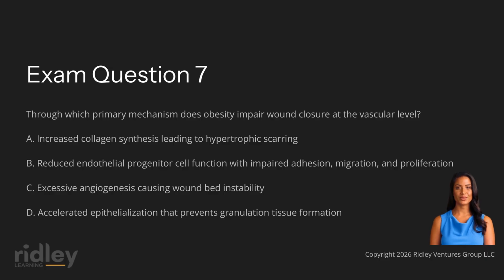The adipose tissue itself contributes to this problem by secreting pro-inflammatory cytokines and adipokines that further impair progenitor cell mobilization and function. This vasculogenic impairment is distinct from other obesity-related wound healing problems, such as hypoperfusion of subcutaneous adipose tissue, increased wound tension, and altered immune responses, but it represents the primary vascular level mechanism.